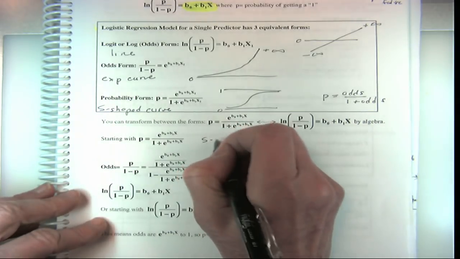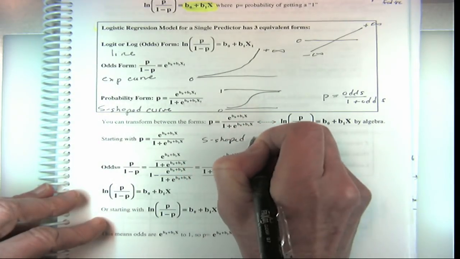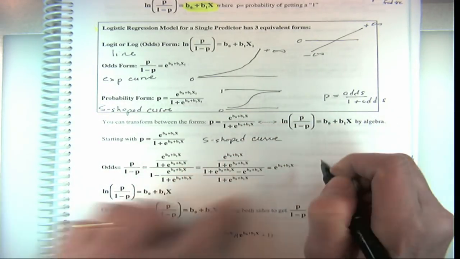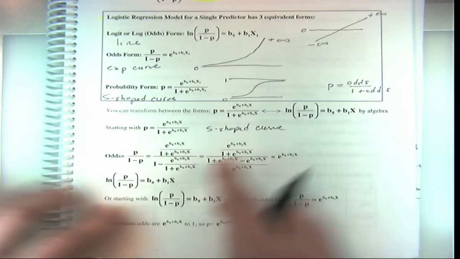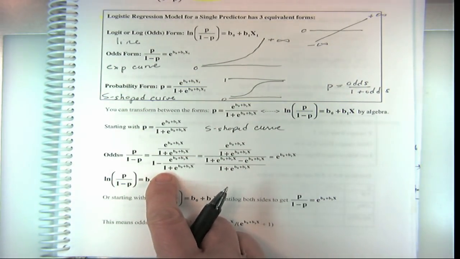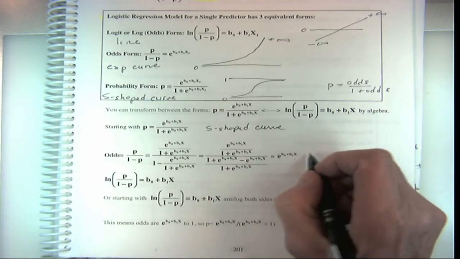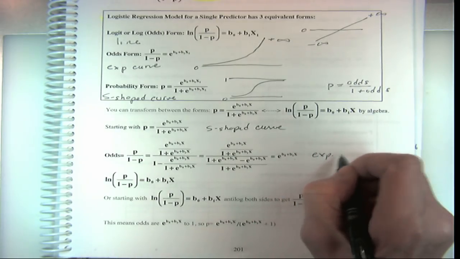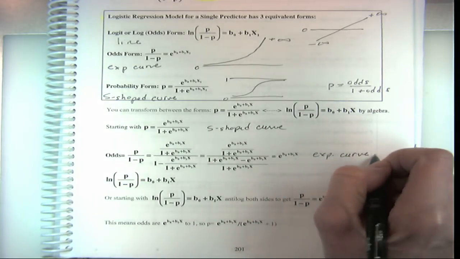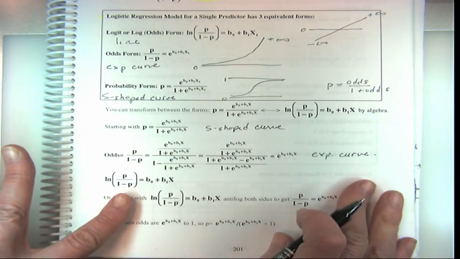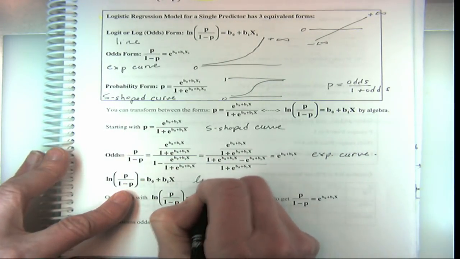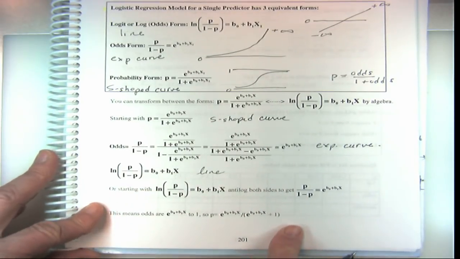So this is your S-shaped curve. And then by algebra, you simplify to this, which is the exponential curve. And then you take the log of that and you get a line. Or you could go the opposite direction, too.